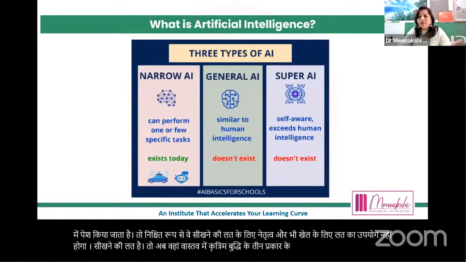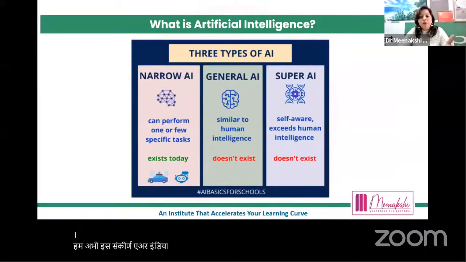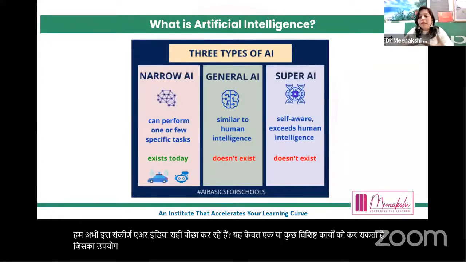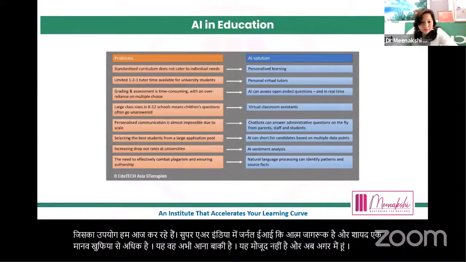We are right now following narrow AI. It can perform only one or a few specific tasks that we are using today. General AI and the super AI, which is self-aware and may exceed human intelligence, are yet to come. It doesn't exist.